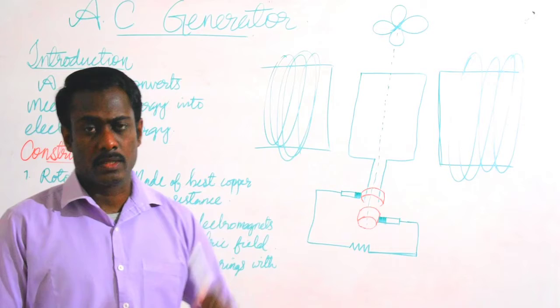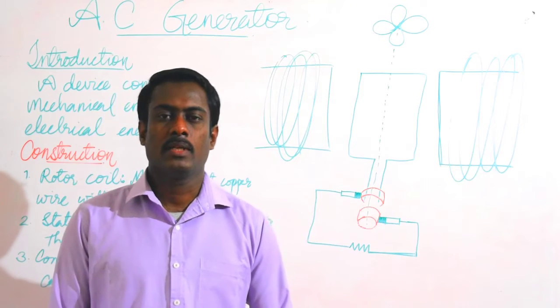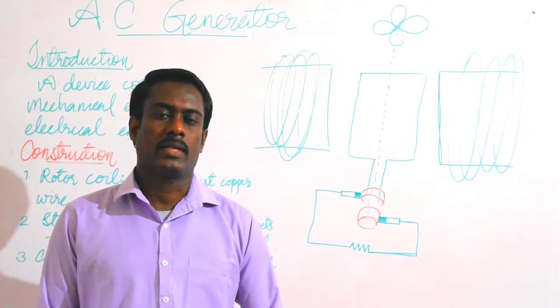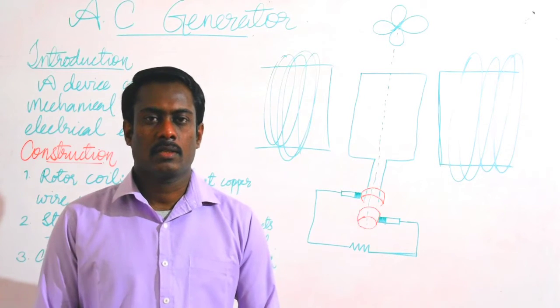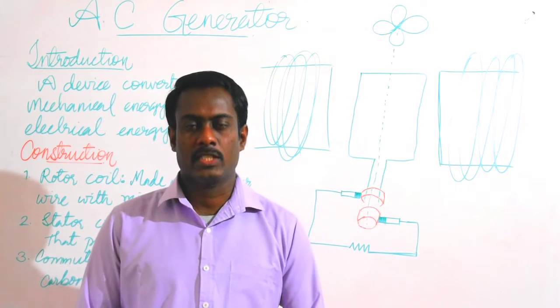And how does it work? How is this current produced from an AC generator or a dynamo? Let us see the functioning, construction and working of an AC generator.